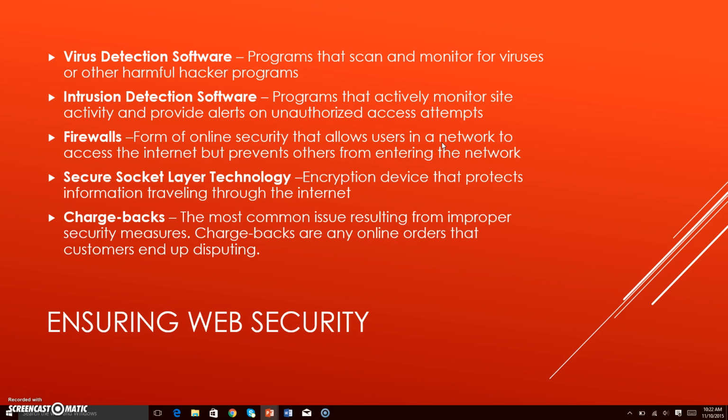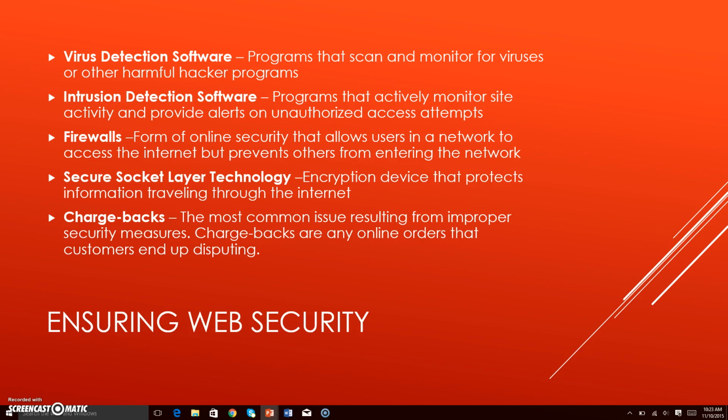Firewalls are a way of letting people who are allowed to use your network do so, while preventing others who aren't allowed from entering the network. Secure socket layering technology is basically an encryption device that protects any information that travels through the internet. Anytime you see SSL in your URL, you're using secure socket layer technology, and that means that anything you're doing on that site is protected.